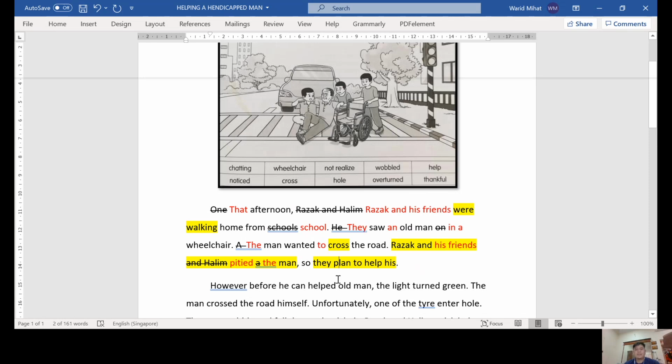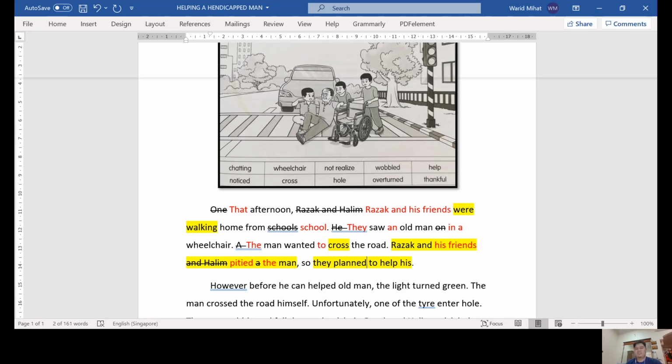Okay. Tapi masih ada lagi beberapa kesalahan here. Okay. So they, betul lah they because we're talking about Raza and his friends. Plan. Apa kesilapan plan dekat sini? Yes, not in past tense. Kena ada ed. Why do we have to use ed? Why do we have to use simple past tense, kids? Because this is a made up story. This is a created story. You created the story, okay? It's not a true event. So, we call it as a creation.